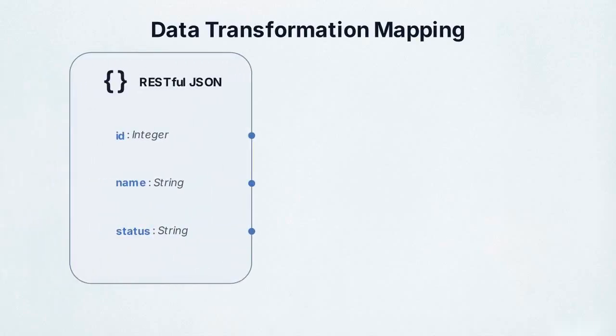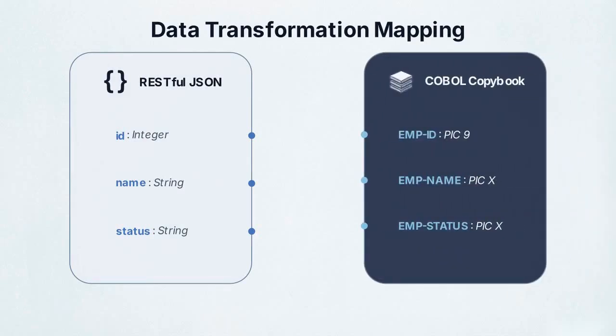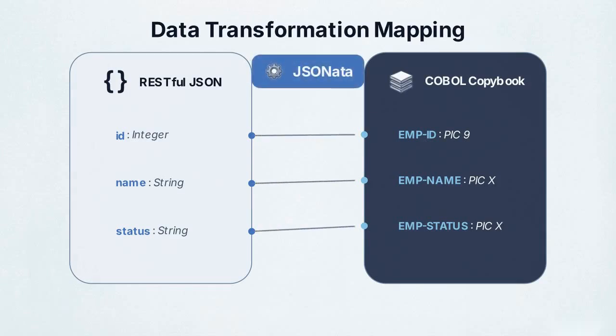This diagram illustrates the mapping process. On the left is your RESTful JSON request payload. On the right is your back-end native language structure, like a COBOL copybook. Using JSONata, you visually draw lines connecting the incoming JSON fields to their corresponding back-end fields.